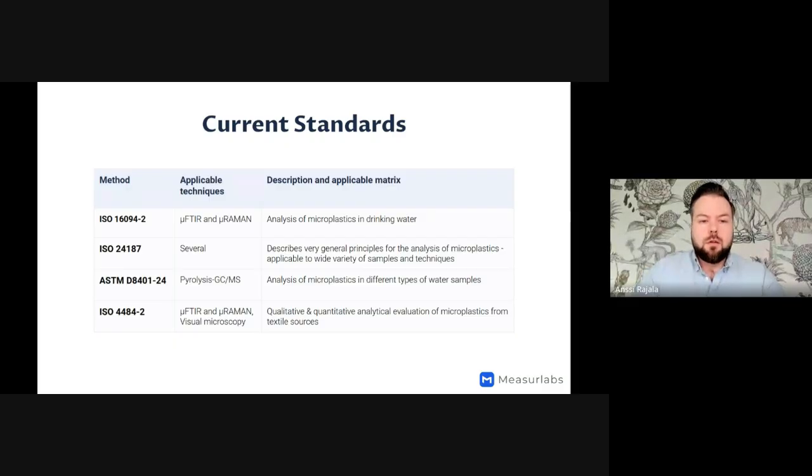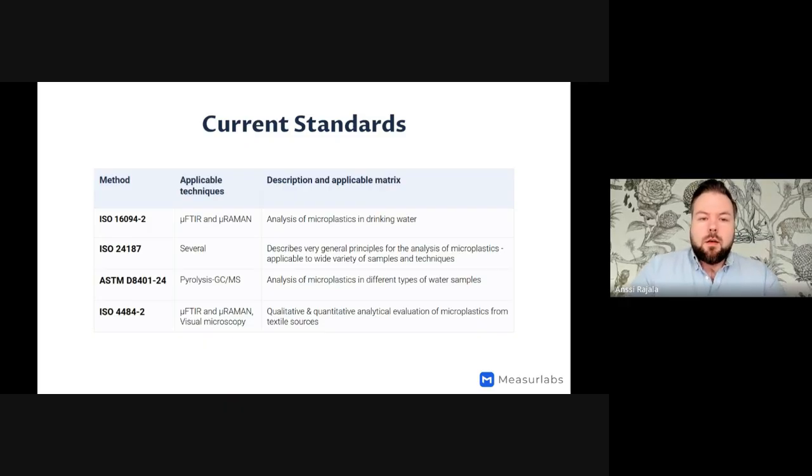Then there's ISO 24187 that was released in 2023. It's actually a very general document that outlines the main principles for the analysis of microplastics and is applicable to all common analysis techniques and a variety of matrices. Additionally, this document provides weight categories based on the size of microplastics, which helps to approximate the weight based on the results from microspectroscopic data. And this is also something that we've used quite a lot.